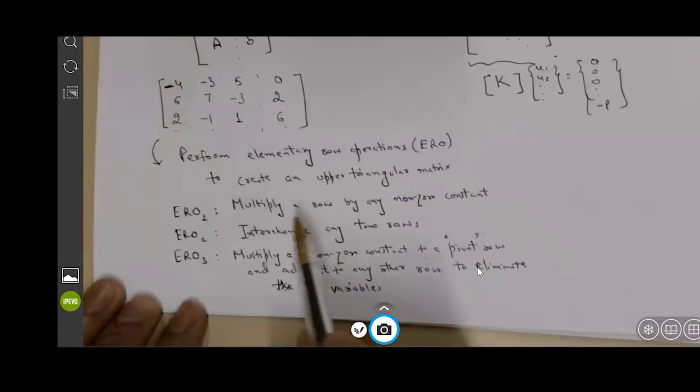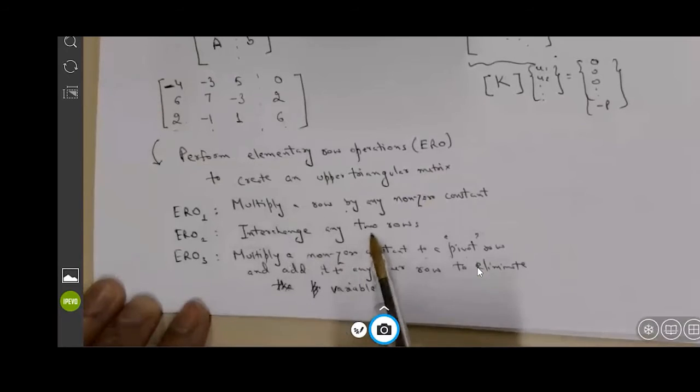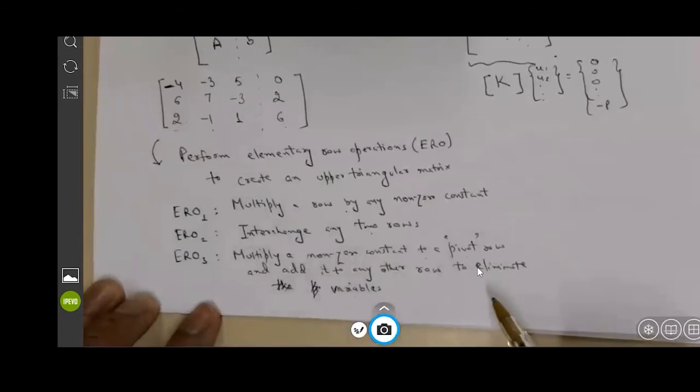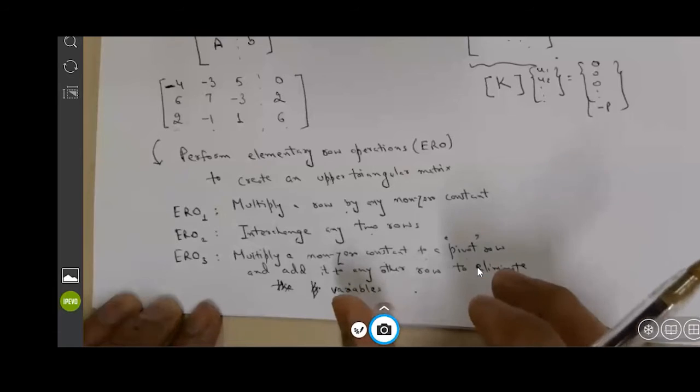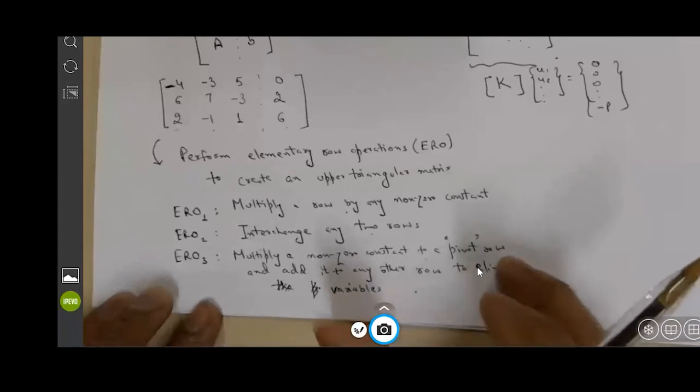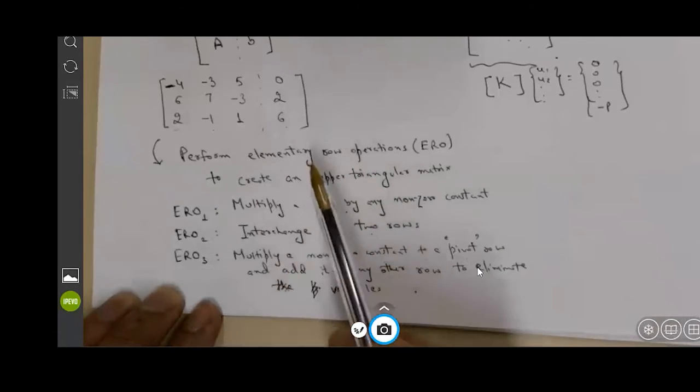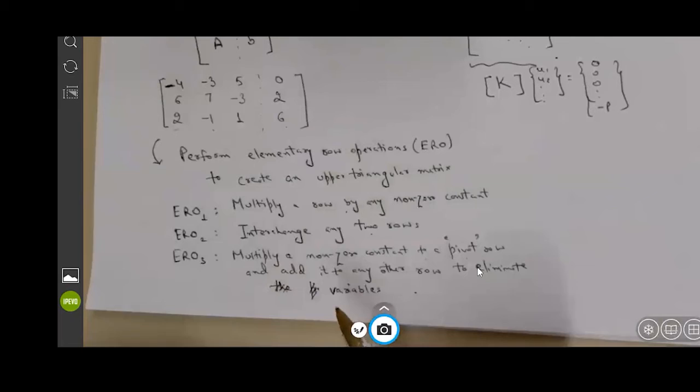So you can multiply a row by any non-zero constant, you can interchange any two rows, or you can multiply by a non-zero constant and add it to any other row to replace its values. That is also acceptable, and it is known as an elementary row operation. Now we will see how to carry out this operation. We will solve this equation using the Gaussian elimination technique.